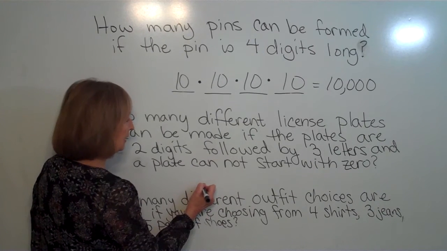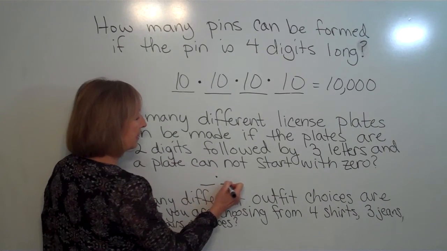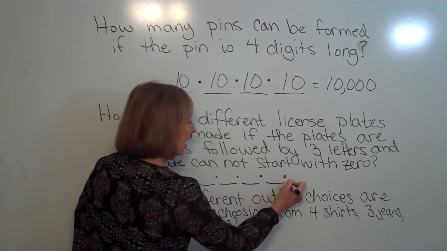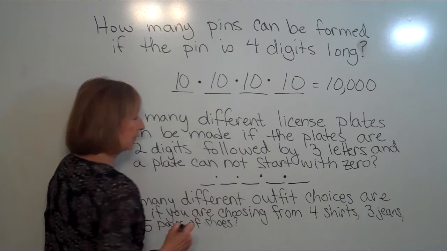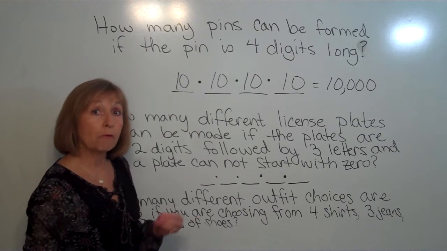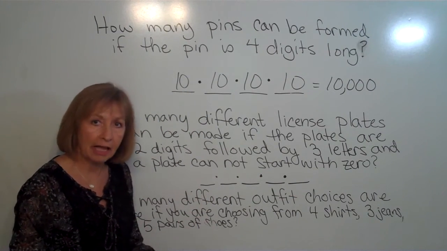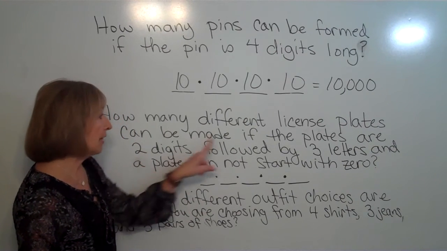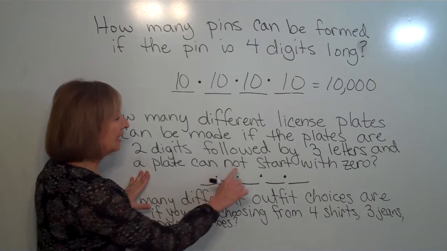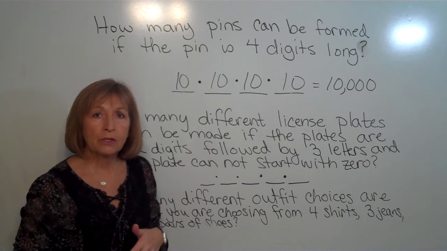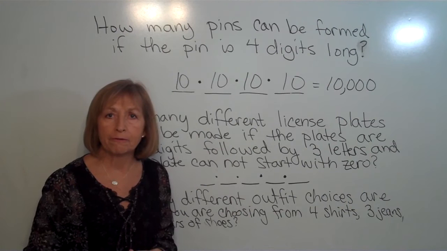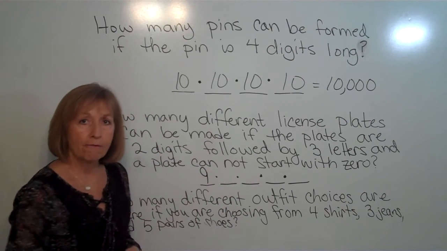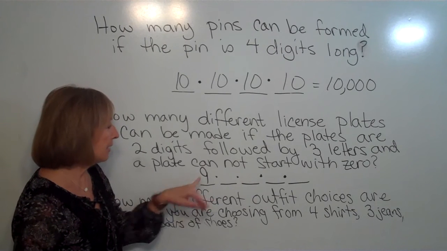So I'm going to place my first digit, then my second digit, then my first letter, my second letter, and my third letter. And now I'm going to put in the number of ways I have to select from for each of those choices. So it's 2 digits, followed by 3 letters, and my plate cannot start with 0. So I'm not going to be able to use 0 for my first digit choice, that leaves me just 9 digits to pick from for the first choice slot.